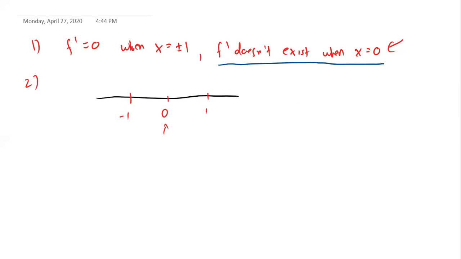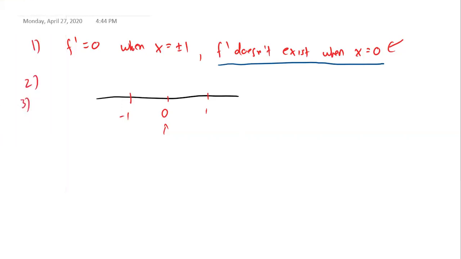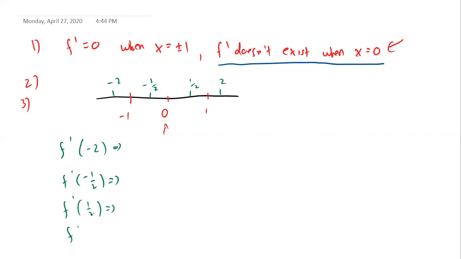And then step 3, so let me do step 3 here. Step 3 was just testing values in each interval. It didn't really matter what value you chose. Right here, you could choose -2, -1/2, 1/2. So just pick simple values. And then you would plug them into your derivative, whatever function it is you're working with. So you check the sign of that, the sign of that, the sign of this, and the sign of this.